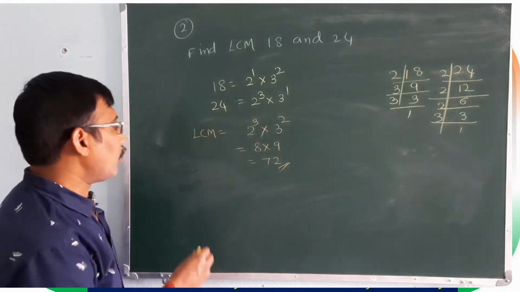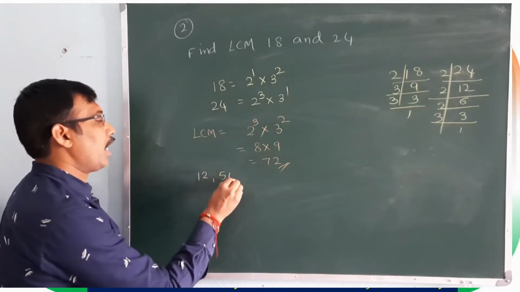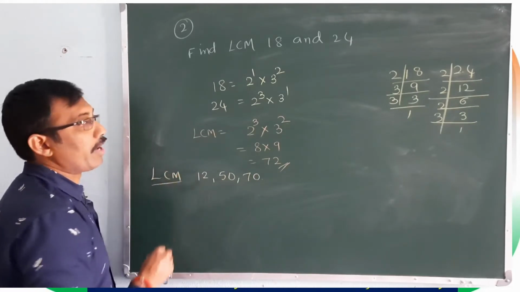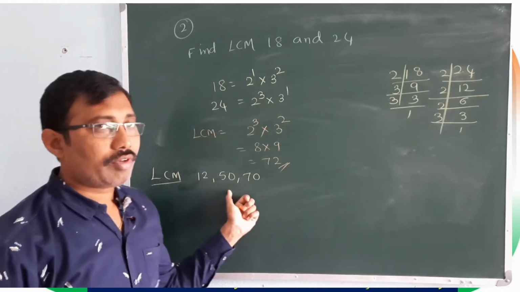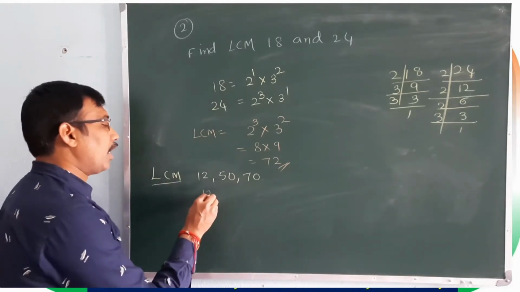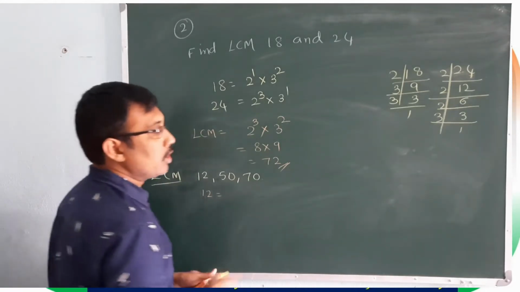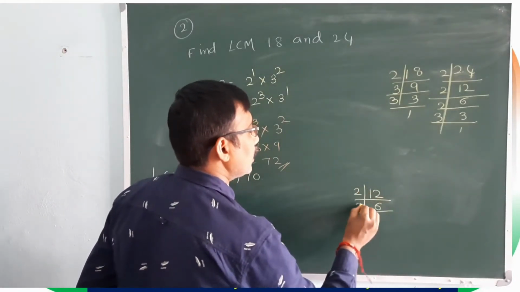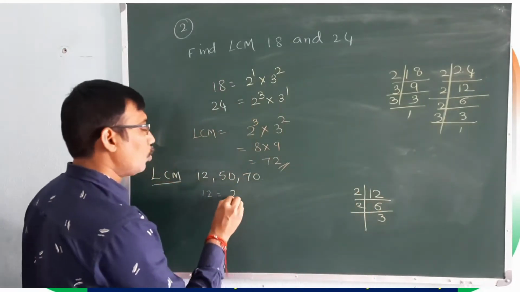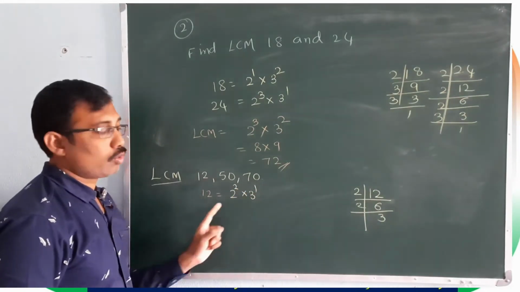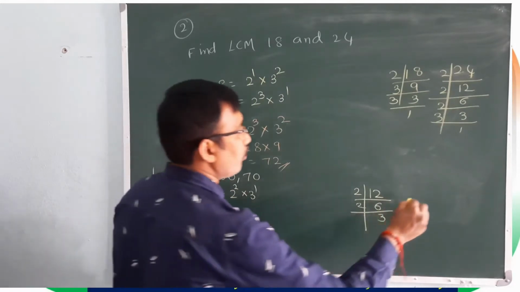Another example: 12, 50 and 70. Find the LCM by the prime factorization method. First, write 12. We know how to find the prime factorization: 2 times 6, 2 times 3. So 12 is 2 to the power of 2 into 3 to the power of 1.